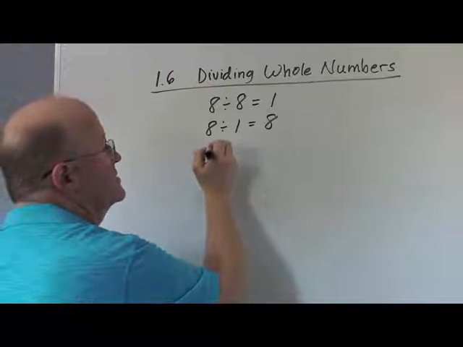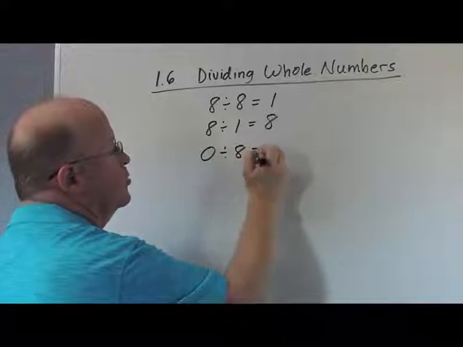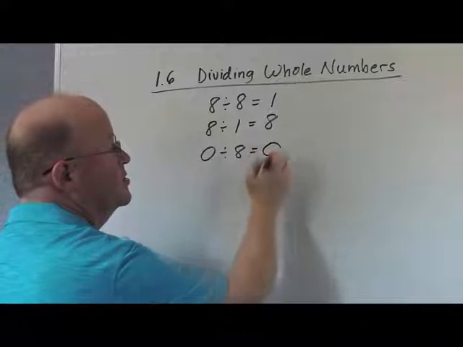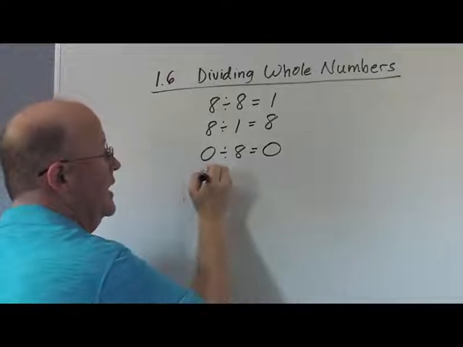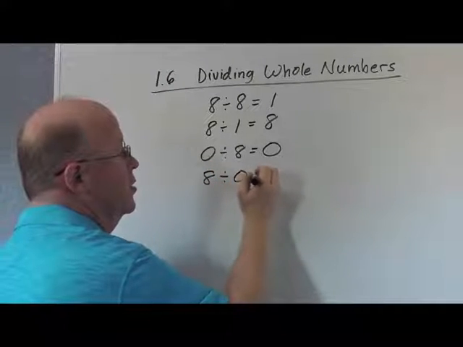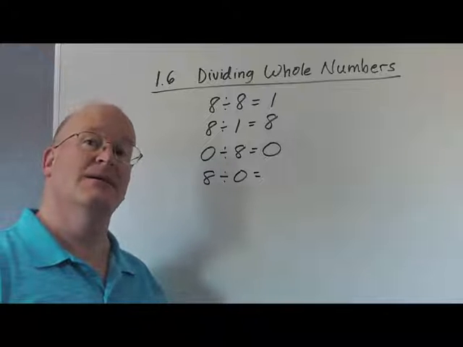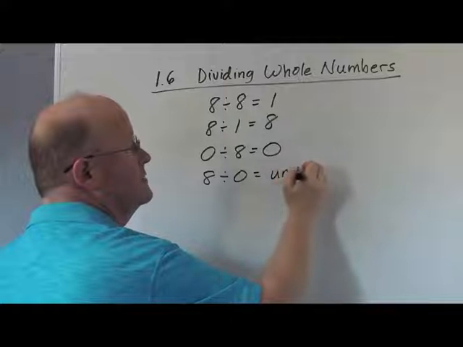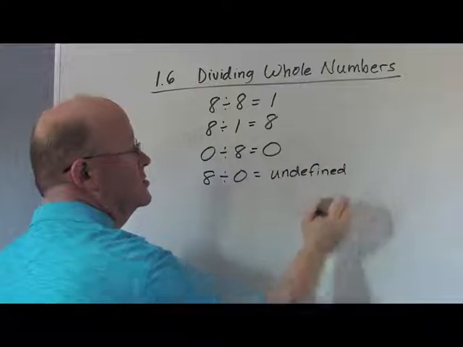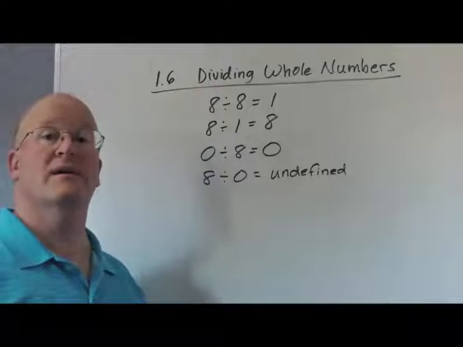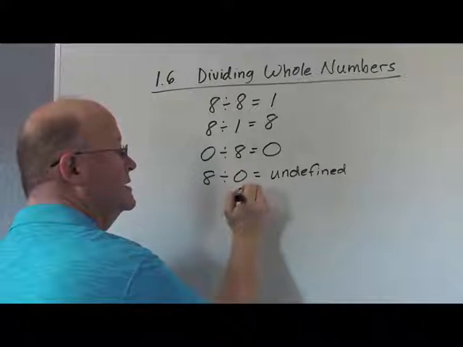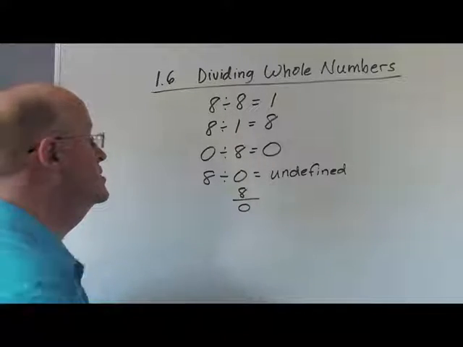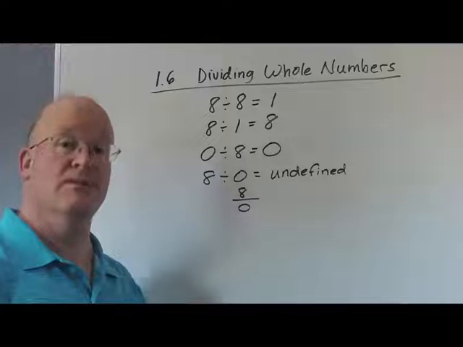If we have 0 divided by 8, we're taking 0, splitting it into 8 parts, and that quotient is going to be 0. But if we take 8 divided by 0, we cannot divide something up into 0 parts, and so in this case we're going to use the word undefined as our answer. Now this will be true also when we get to fractions. When we have 8 divided by 0 written as a fraction, that will equal undefined, but 0 divided by 8 as a fraction will still be 0.